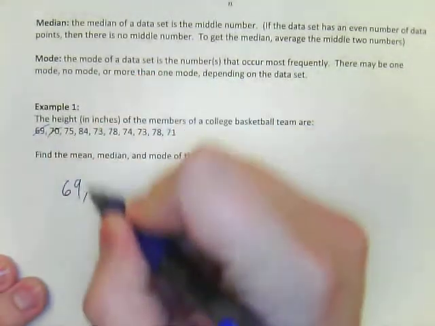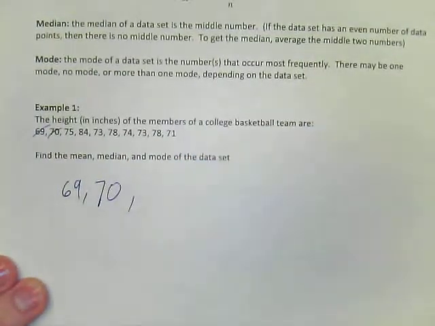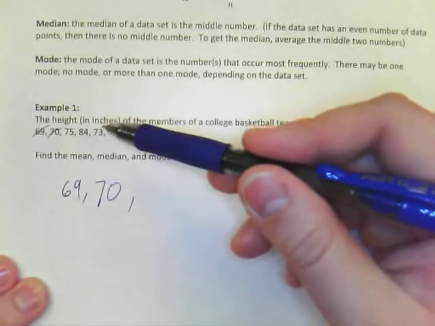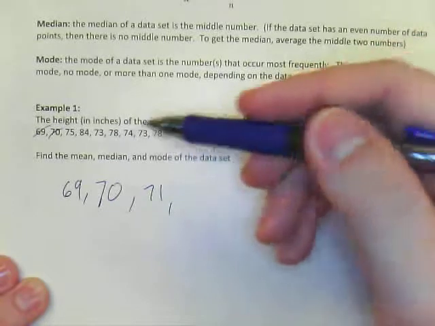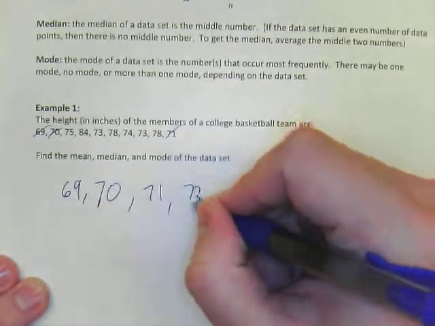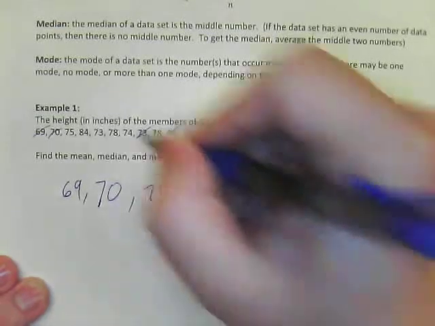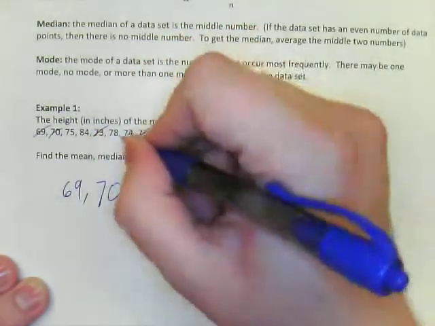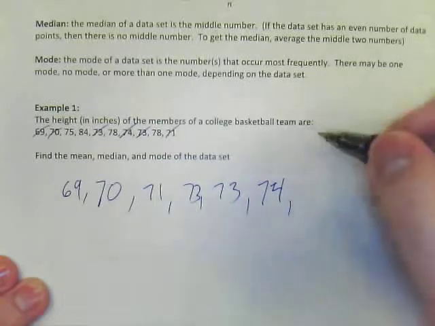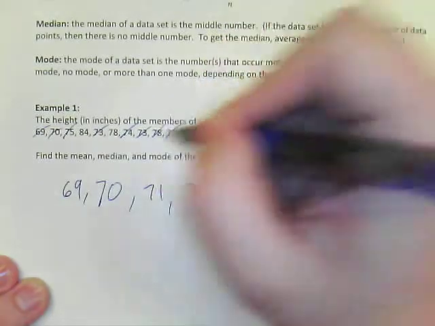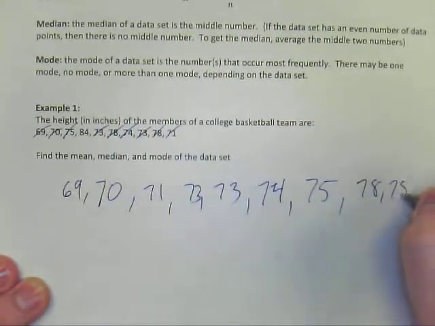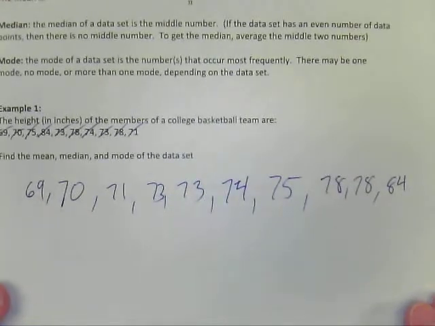The next biggest one would be 70, so we'll write that down. Then the next biggest one looks like 71. Next biggest, there's no 72, but there's a 73, and there's another 73. Next would be 74. Then there's a 75. And then there's two 78s. And then the last one is 84. So when you write them in order like this, it's much easier to see what's going on with the data.